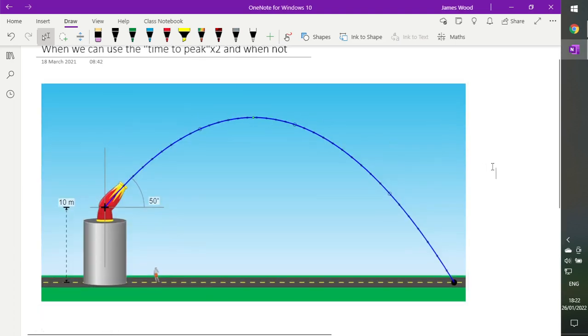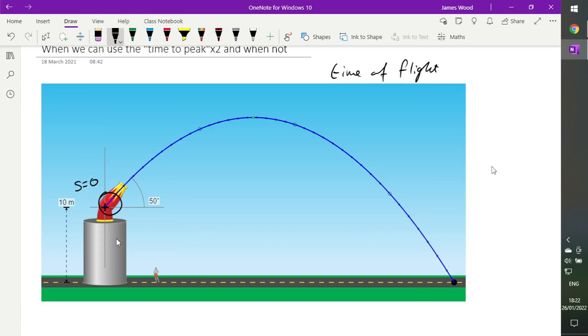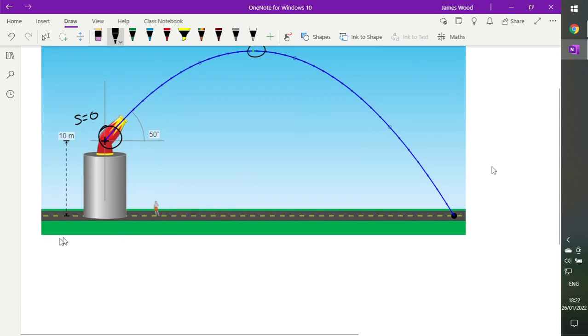So if we want to think about the time of flight now, well, this point here is s equals 0 vertically. This point up here is whatever we calculate the maximum height to be, which we can do in exactly the same way. Maybe we'll do that first. Let's find the maximum height.